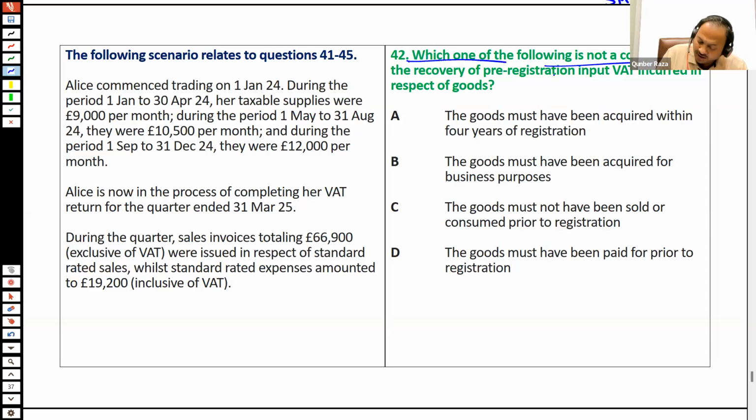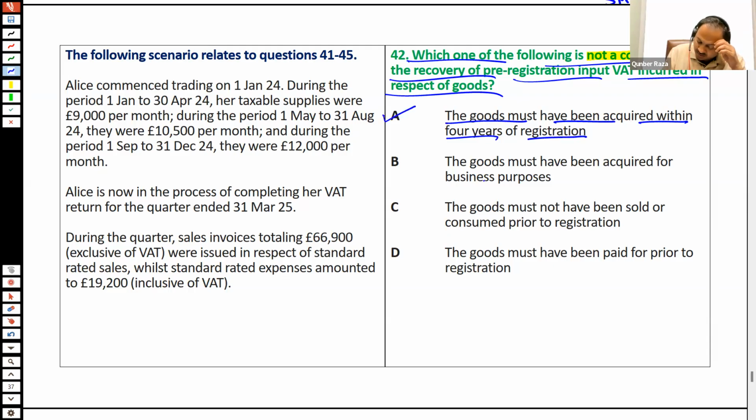Which one of the following is not a condition for the recovery of pre-registration input VAT in respect of goods? Two conditions: the goods should be purchased within the last 4 years and should exist at the time of registration. Which of the following is not a condition? The goods must have been acquired within 4 years of registration. This is a condition.